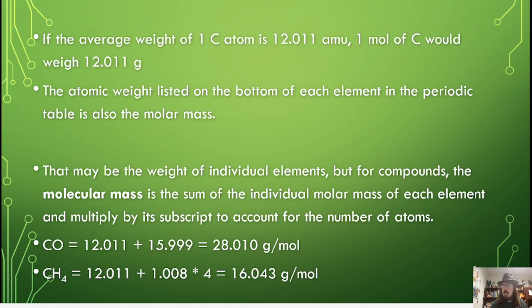I'm looking at methane, which would be 1 carbon and 4 hydrogens. We have 12.011 again, but hydrogen being 1.008, we'd have 4 of those. So adding 4 of those gets a total mass of 16.043. So that's 1 molecule would be 16.043 AMU, but also a mole worth of methane would weigh 16.043 grams.